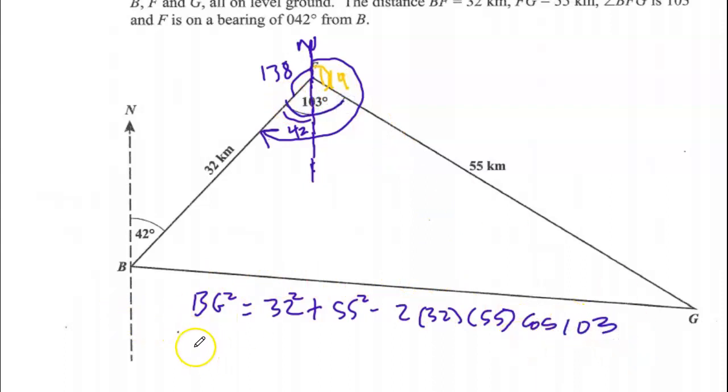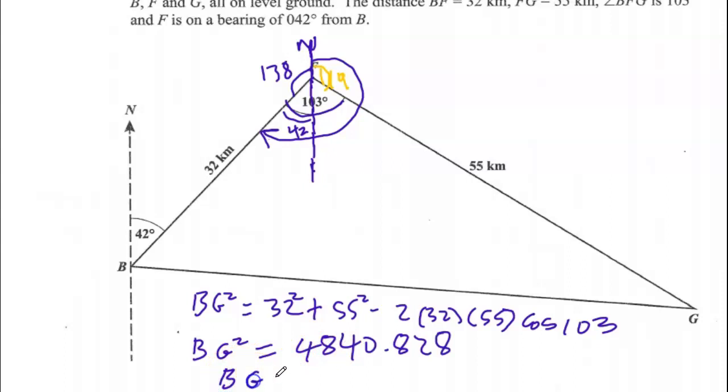And of course, your calculator can write that for you right away. No need to break it into pieces. So we enter all those values in the calculator as they are, and we end up with BG squared is equal to, which means that BG would be equal to the square root of 4840.828, which would be 69.6 kilometers, of course, to one decimal point. So BG should be 69.6 kilometers.